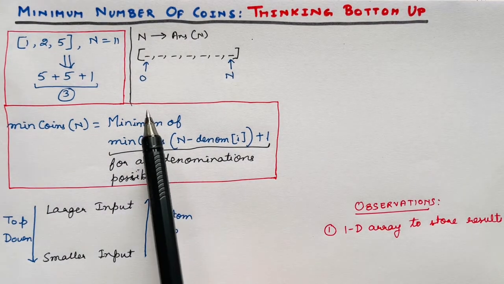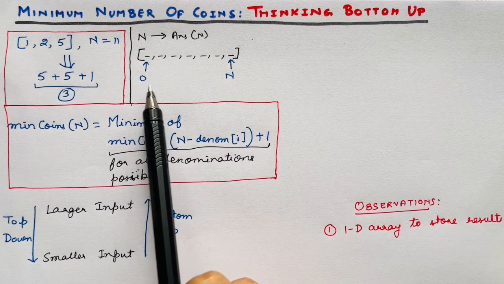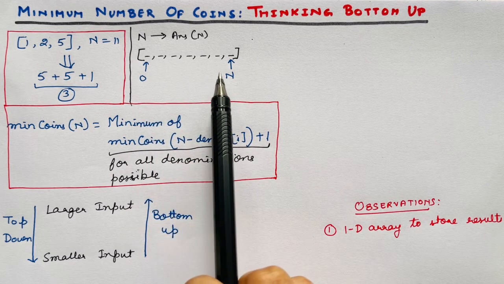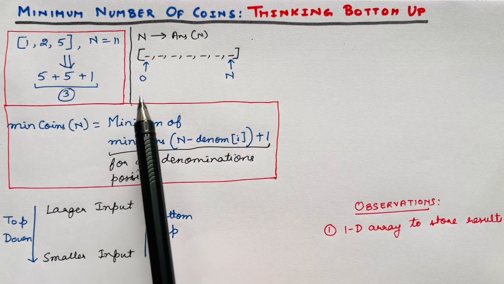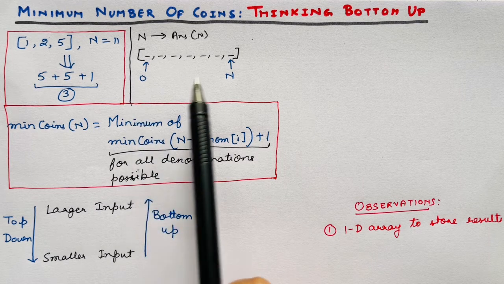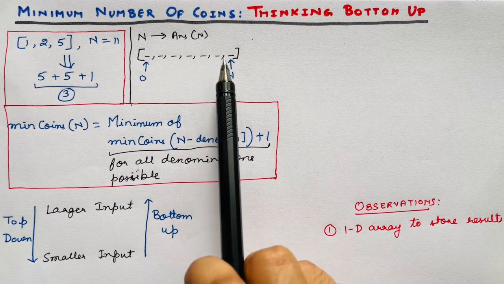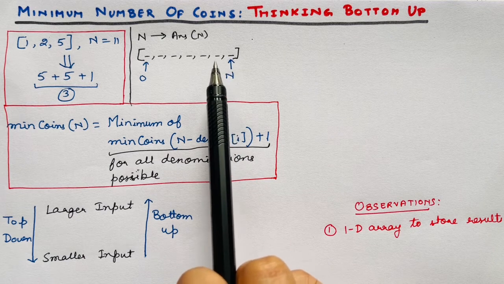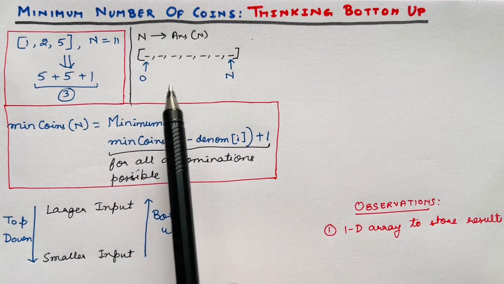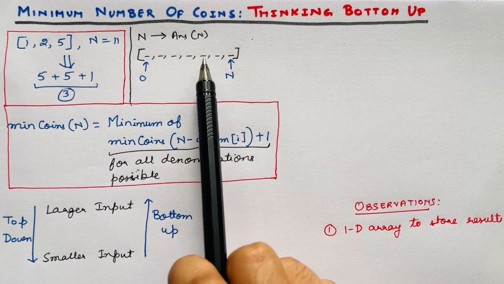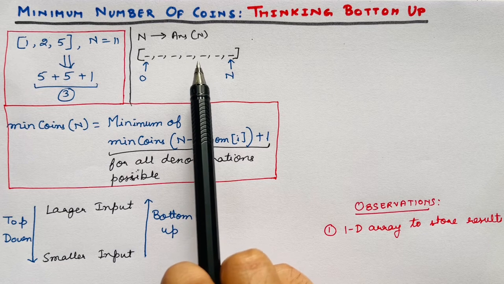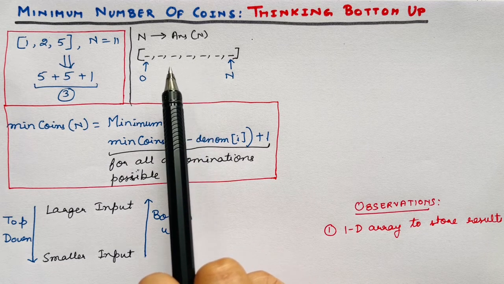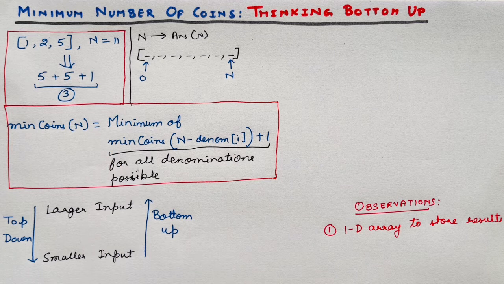So here is our one-dimensional array. Every index of this array denotes an amount, a target amount that we want to form using the denominations. So the array indices are in the range from 0 till n, and the value at any index will correspond to the answer for that target amount, meaning the value at any index will tell us what is the minimum number of coins that we need to make the amount which is equal to the index.